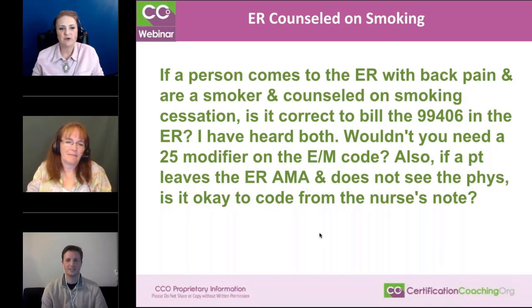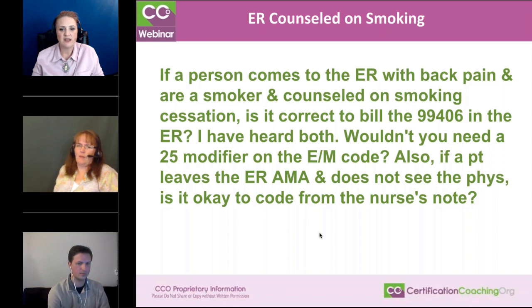ER counseled on smoking. If a person comes to the ER with back pain and is a smoker and is counseled on smoking cessation, is it correct to bill the 99406 in the ER? I've heard both. Wouldn't you need a 25 modifier on the E&M code?